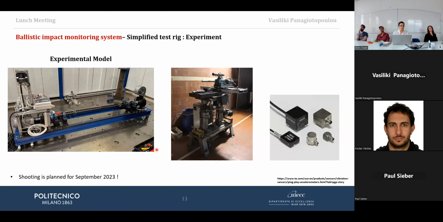We have planned the shooting. The shooting is arranged for this September, so in 2 months, more or less, we will move this structure to a subcontractor who will use this gun to shoot it. Accelerometers will be mounted on the 4 supports over here. So we have supports 1, 2, 3, and 4, on top of which we have accelerometers, monoaxial on 3 supports and biaxial on the second support over here.